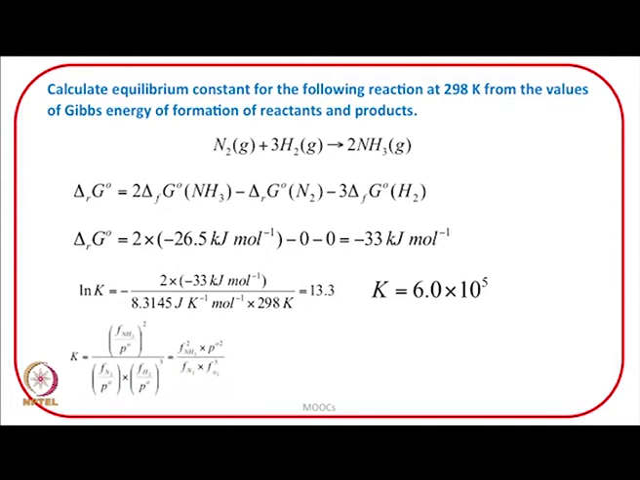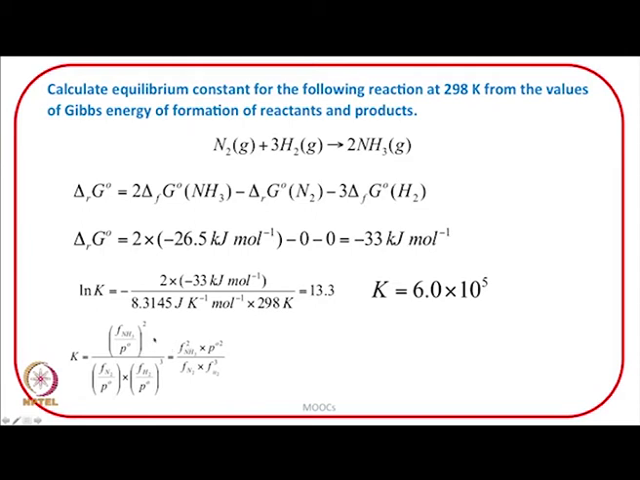Carefully look at how K is expressed. We need to express K as activity of ammonia raised to the power 2 divided by activity of nitrogen into activity of hydrogen raised to the power 3. And in place of activity, I am writing F by P naught. Please note there, since the term inside the bracket is a dimensionless quantity, overall K is going to be also a dimensionless quantity.